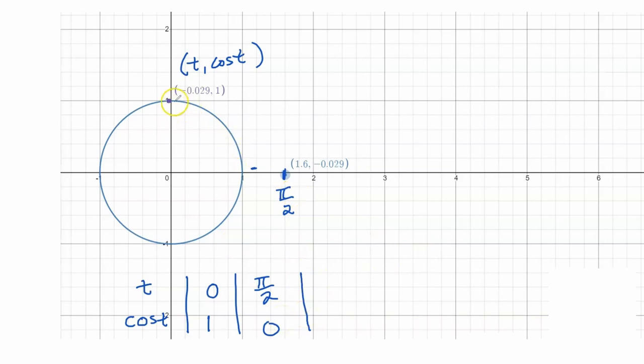And if we keep track of the movement of the blue point, it will be something like this. So let's see that again. Notice that the blue point, something like that. Okay, that's a rough sketch. And we go from pi over 2 to pi.